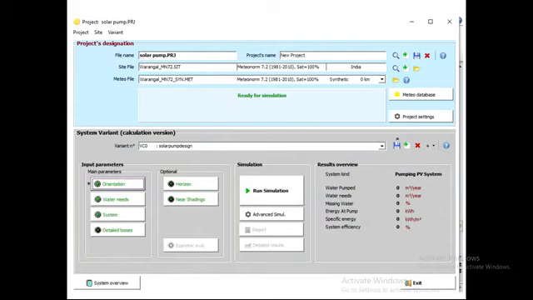Tomorrow's session is on solar power system protection. Protection is also important for a solar PV system. That's why I included the session on protection of solar PV system tomorrow.